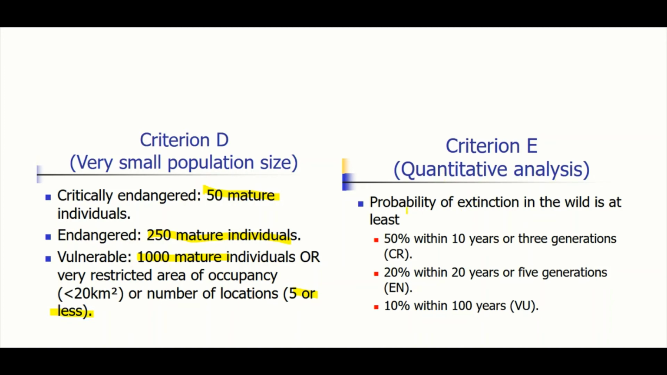Quantitative analysis, that is the probability of extinction in the wild. If the probability of extinction is at least 50% within 10 years or 3 generations, it's critically endangered. If it is 20% probability within 20 years or 5 generations, that is endangered. If it is 10% within 100 years, that is vulnerable.